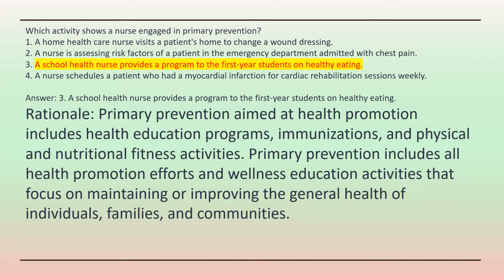Answer 3. A school health nurse provides a program to the first-year students on healthy eating. Rationale: primary prevention aimed at health promotion includes health education programs, immunizations, and physical and nutritional fitness activities. Primary prevention includes all health promotion efforts and wellness education activities that focus on maintaining or improving the general health of individuals, families, and communities.